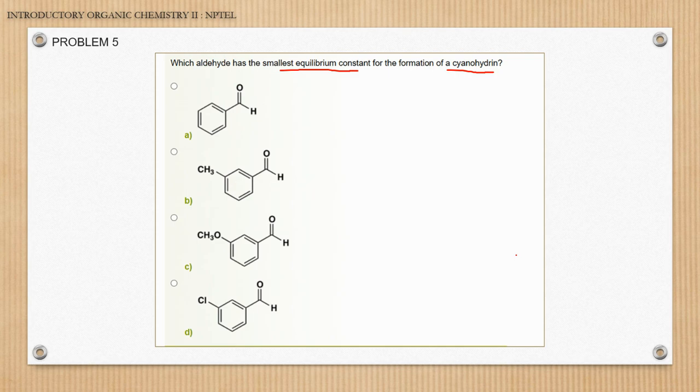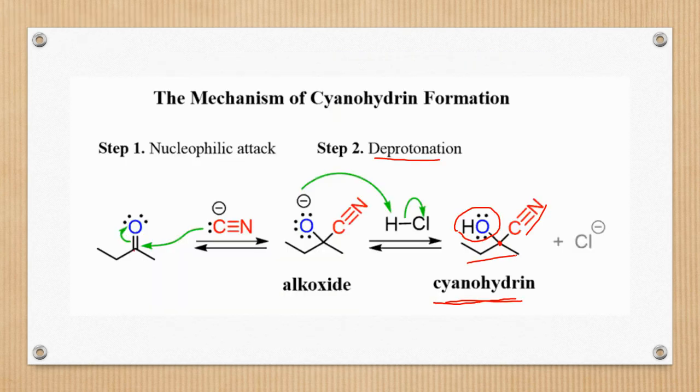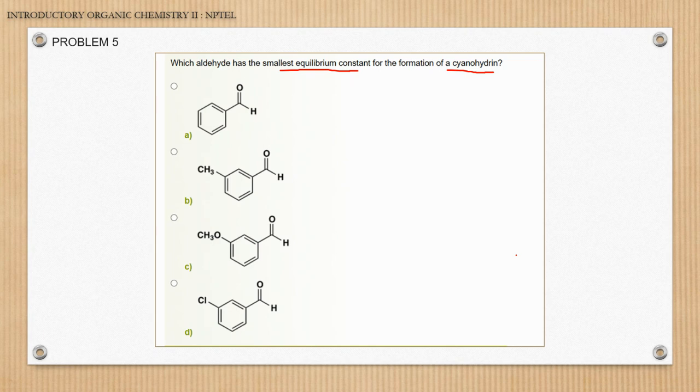So coming back to the question, just see this process first of all, that yes, a nucleophilic attack is taking place and then the alkoxide will trap the proton. This will give you the cyanohydrin. This much is the mechanism for cyanohydrin formation. Okay. So now coming back to the question.